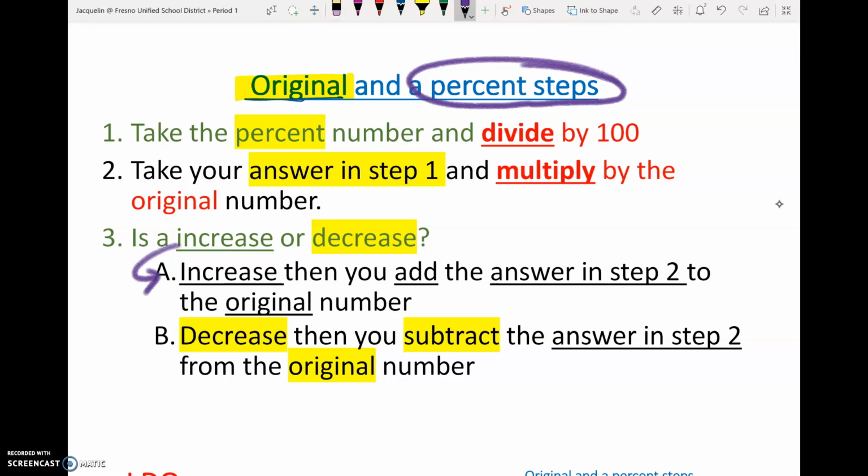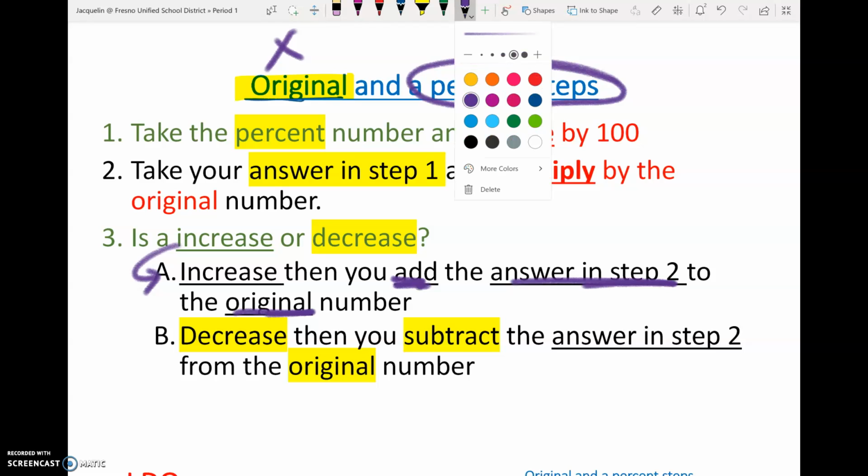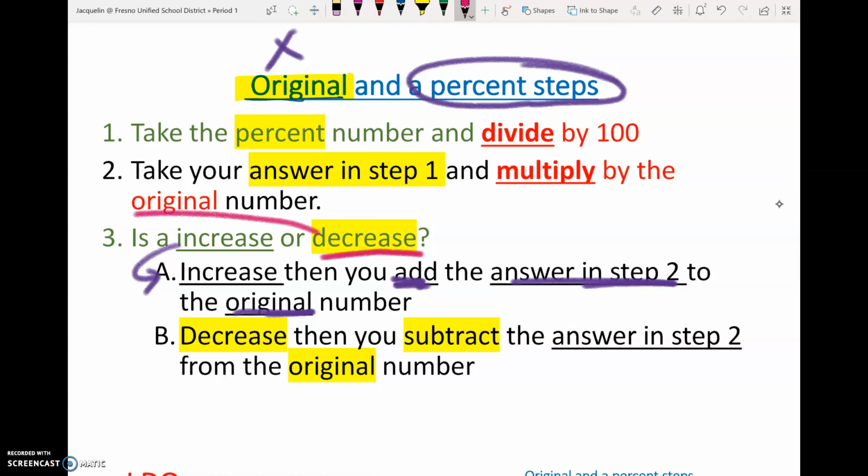You're going to add your answer in step 2 to the original number, which should be this number here. And if it is a decrease, it's going to be part B, decrease, and you're going to subtract the answer in step 2 from the original number, which should be that one. Miss Ortiz will pause the video now, and you are going to write these steps down in your math notebook.